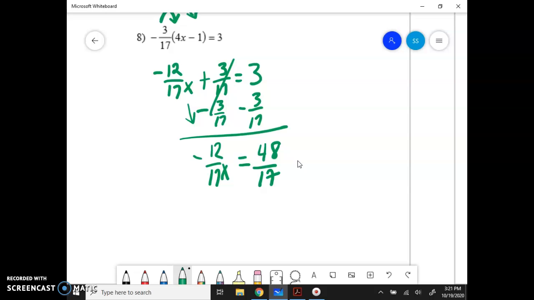And I want to get this negative 12/17 out of here. So one thing I can do is just divide by negative 12/17, and it'll cancel out, right? Anything over itself is equal to 1. Okay? If I do it to one side, you have to do it to the other side. So we can divide this also by negative 12 over 17.